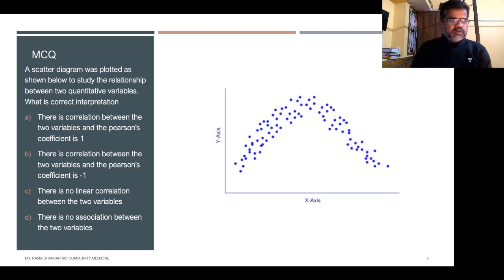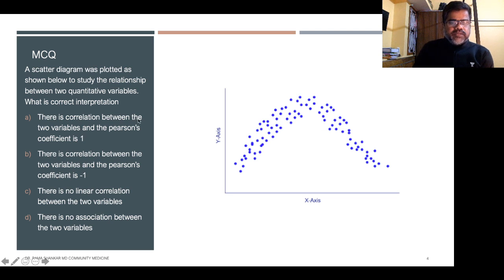Okay. Now, let's take the second question. A scatter diagram was plotted as shown below to study the relationship between two quantitative variables. We have two quantitative variables, x-axis and y-axis. The pattern of the graph is like an inverted bell shape. So what is the correct interpretation of these two quantitative variables?